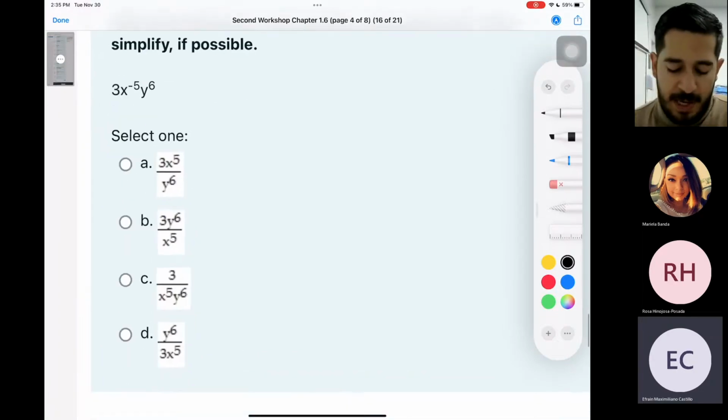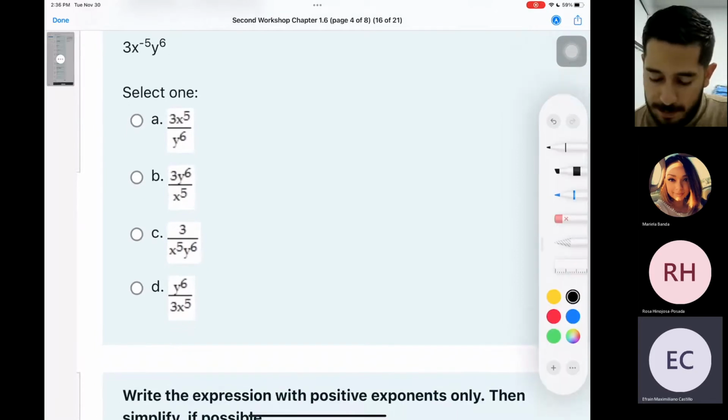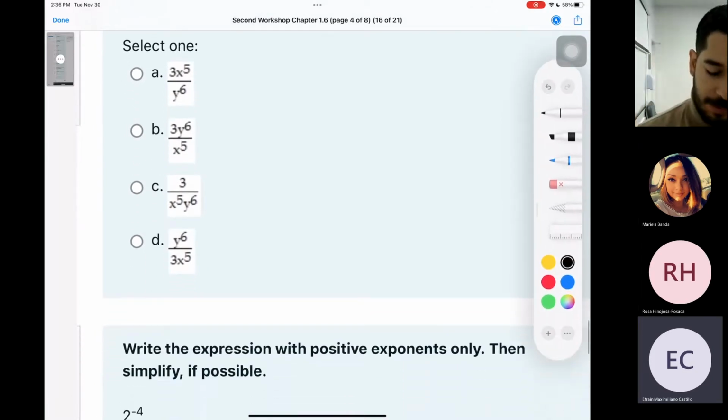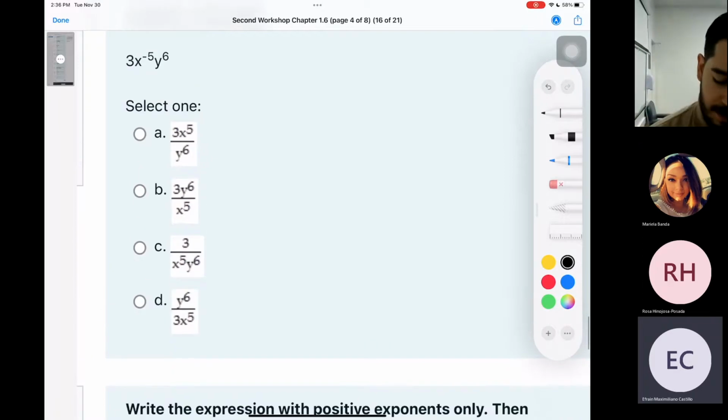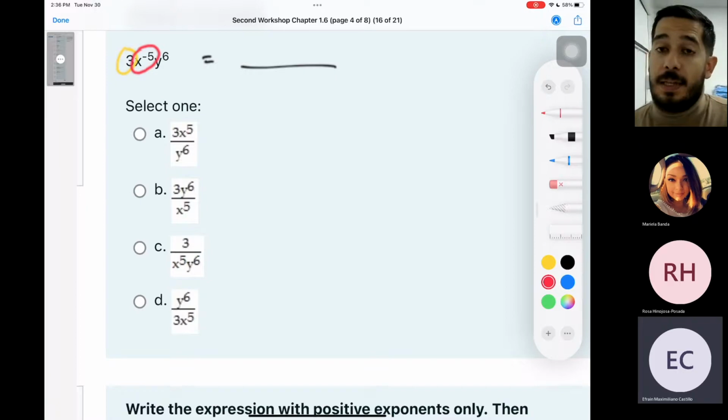Again, an expression that has a negative exponent. That means that I'm going to have a fraction. If I don't have a fraction already, I'm going to create a fraction. Separate all the items. I'm separating the 3 from the x. Can you see why? I don't have a parenthesis. That means that the exponent does not belong to the 3.